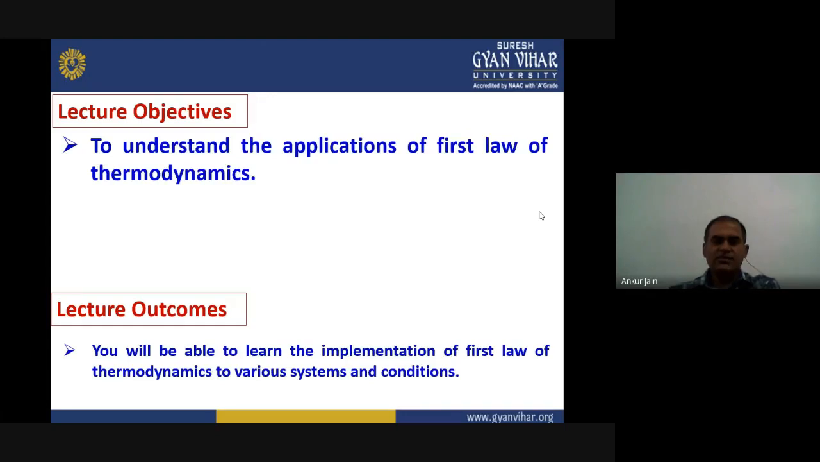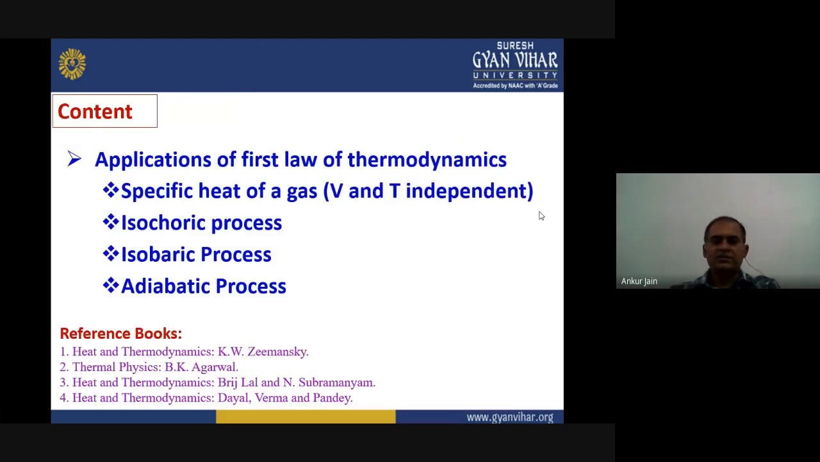The objective of today's lecture is to understand the applications of the first law of thermodynamics, and the outcome will be that you will be able to implement the first law of thermodynamics for various systems and conditions. We will consider different conditions and different systems one by one. To achieve the objective, I have divided today's lecture into a few topics.